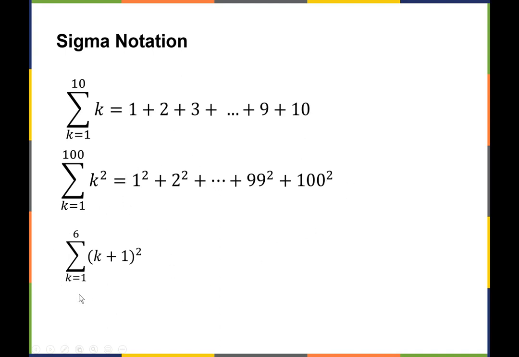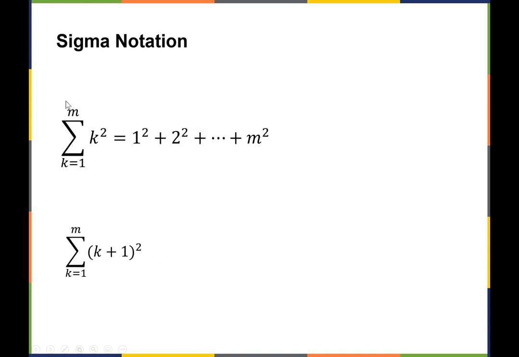I would like you to write out the right-hand side of this sigma notation problem. It's the sum from k equals 1 to 6 of (k plus 1) squared. Pause the video right now and write out the right-hand side of this. All right, were you able to do that? Hopefully you got (1 plus 1) squared. That's my k. The next one would be (2 plus 1) squared, all the way up to (6 plus 1) squared.